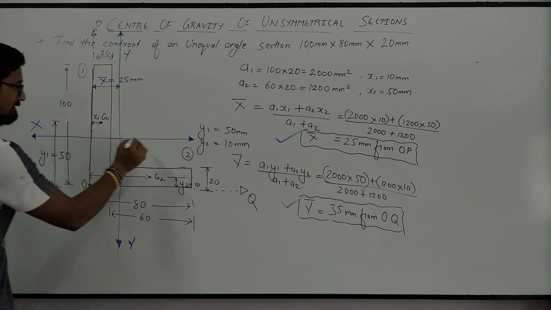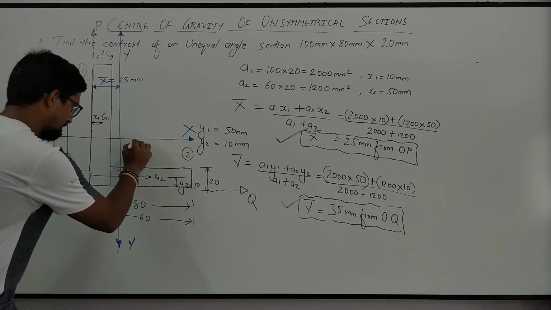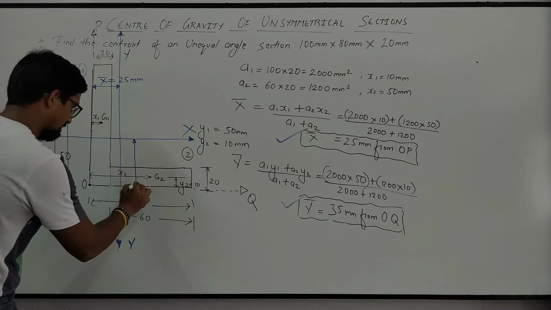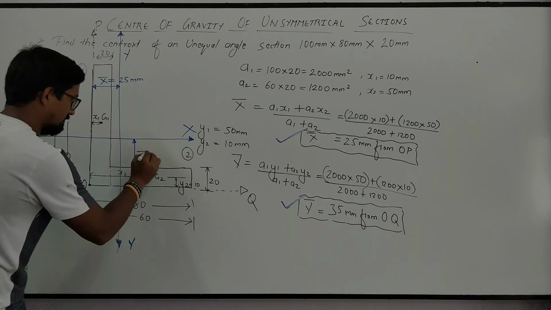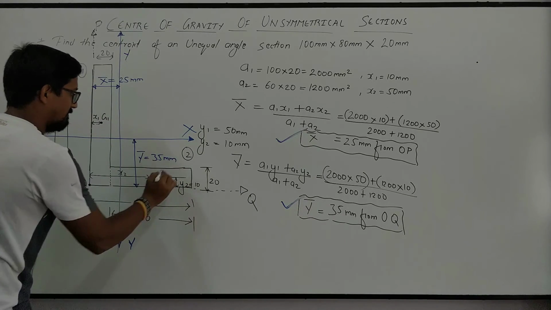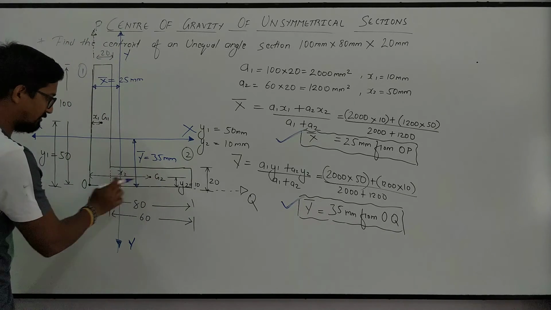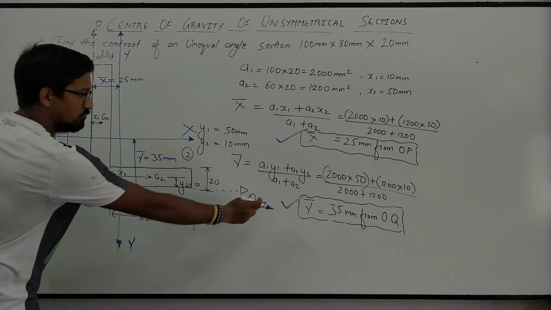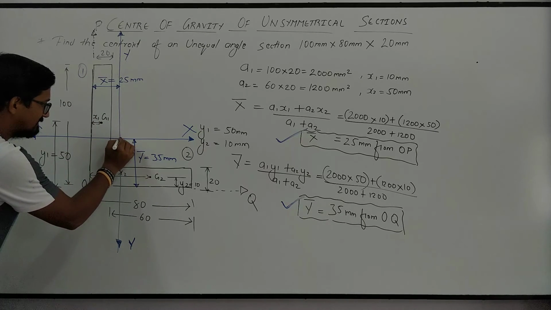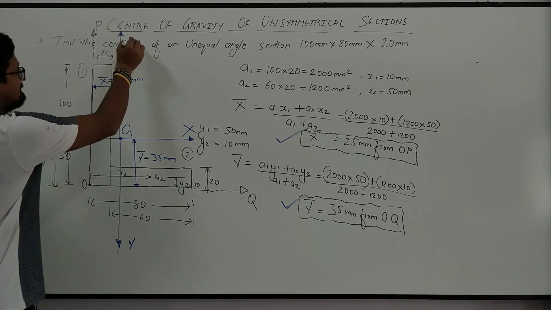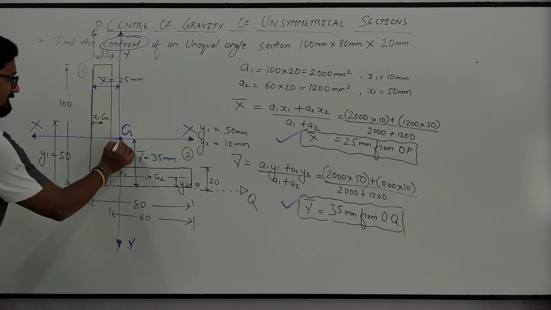So this is the x axis, and this distance is y bar, which is equal to 35 mm. So x bar is equal to 25 mm from OP and y bar is equal to 35 mm from OQ, correct? And the point of intersection of the x and the y axis is the CG, the centroid, or the center of gravity for this figure.